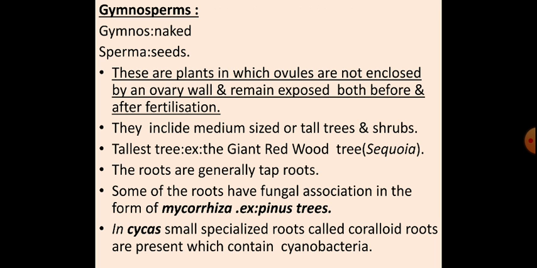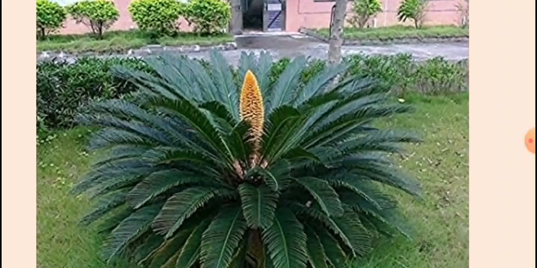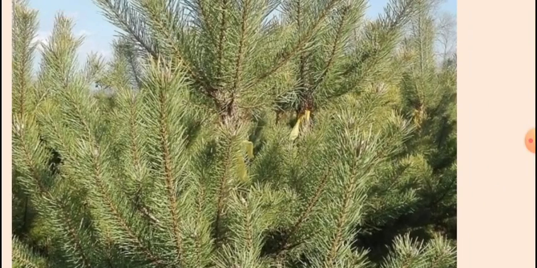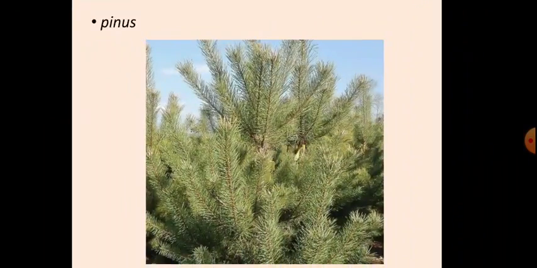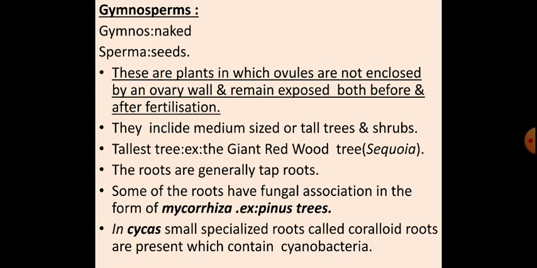Okay, the next plant body that came into existence is gymnosperms. You might have seen gymnosperms. You might have planted the plant in your garden. One example of gymnosperm is cycas. You can find this plant in your gardens. Another example of gymnosperm is pinus, the pine tree.